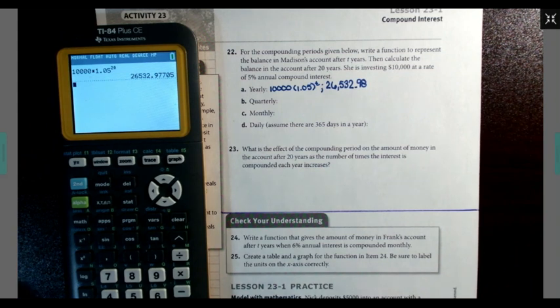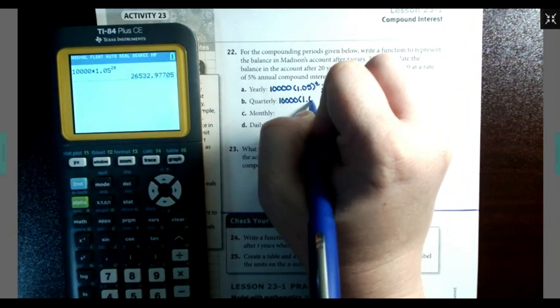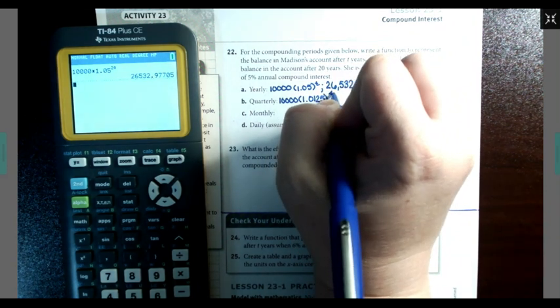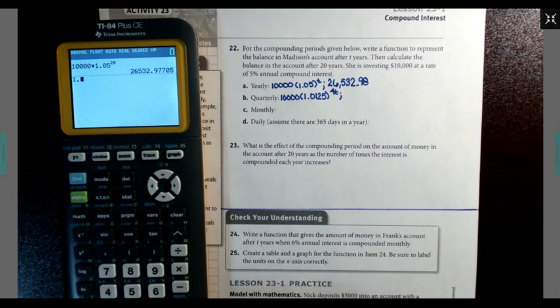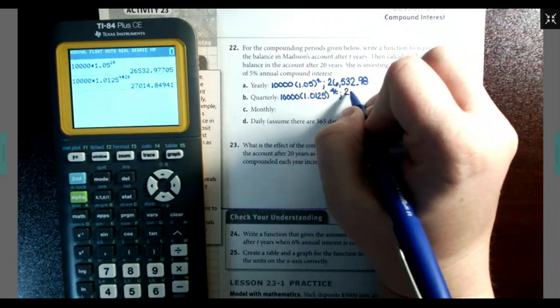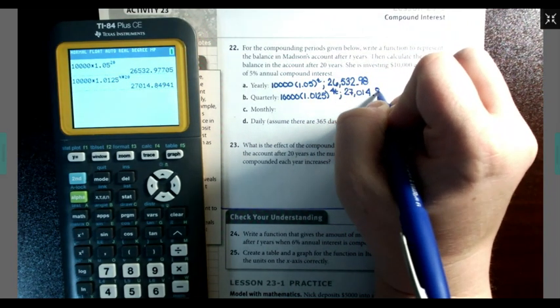Quarterly was what we just did on the previous page. This would have been 10,000 times 1.0125 to the 4T. And remember, T is 20, so we got 10,000 times 1.0125 to the 4 times 20. Here, remember, she had $27,014.85.